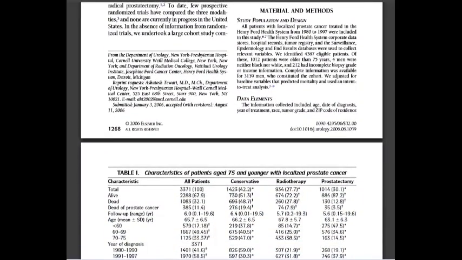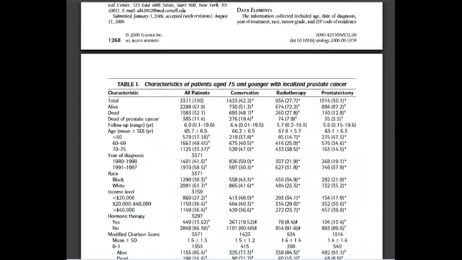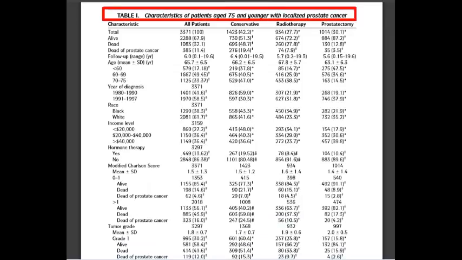Here's the methods section. We can see that table 1 is a table of all of the baseline characteristics of the patients included in the study. This is a good place to understand how closely this study relates to you as a patient.